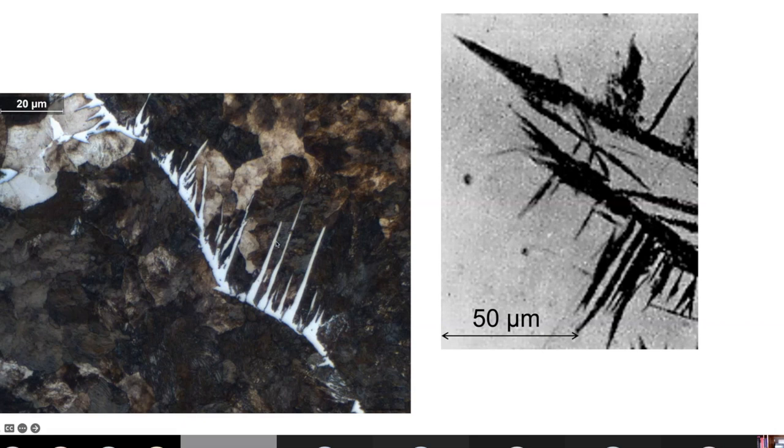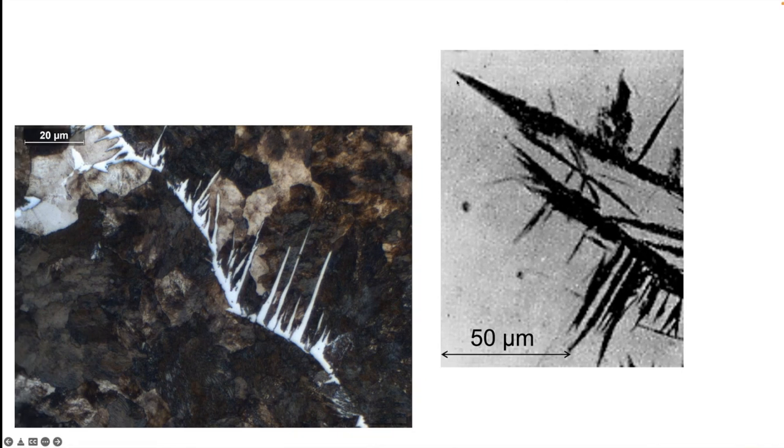So this is etching white compared with the perlite around it. This is the micrograph I showed you of bainite. It's on a similar scale. So this is a micrograph of bainite, which I showed you is on a similar scale as this micrograph. But the bainite is etching dark compared with this.